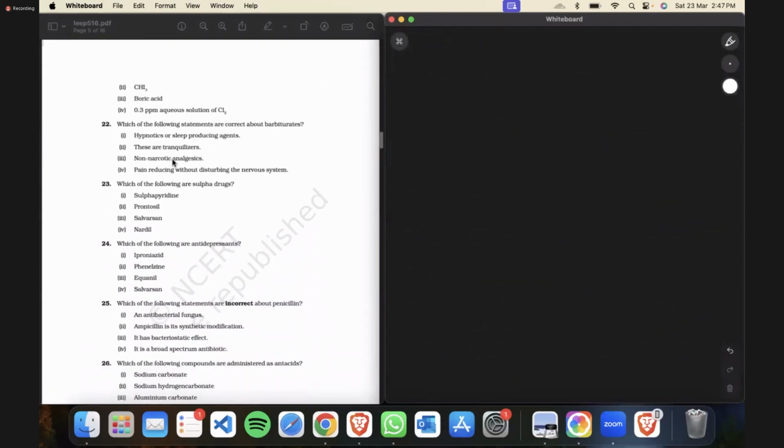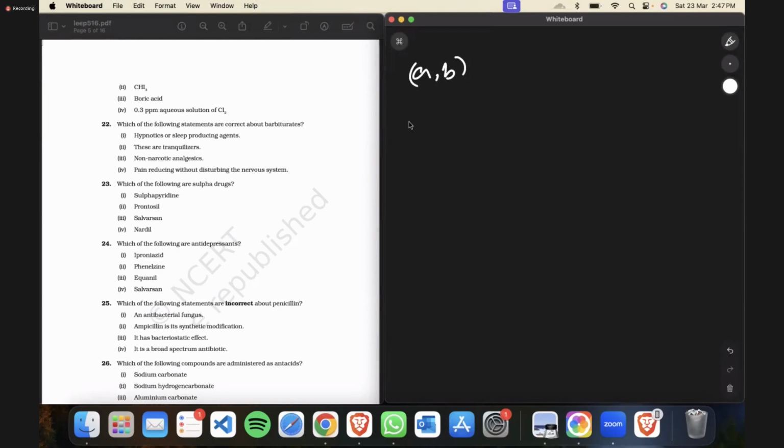Which of the following statements are correct about barbiturates? So, hypnosis or sleep is correct, tranquilizer is correct, non-narcotic is wrong, pain reducing. So, barbiturates are tranquilizers which are used as hypnotics or sleep-inducing agents. So, option A and B are correct.